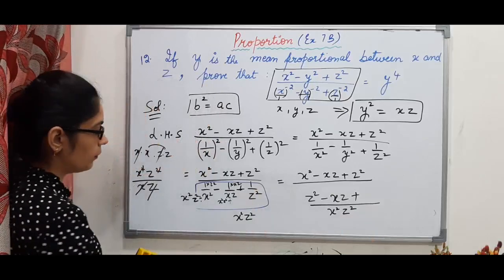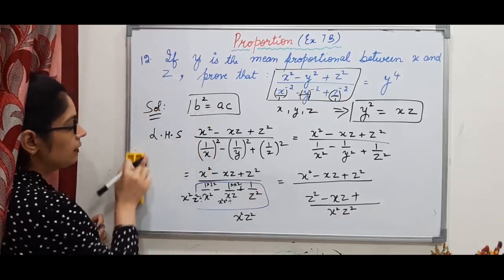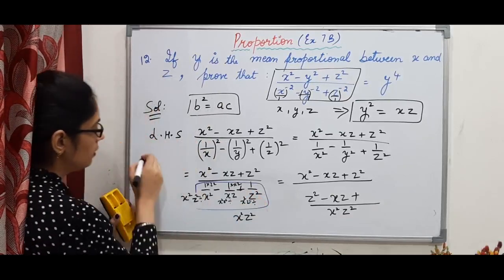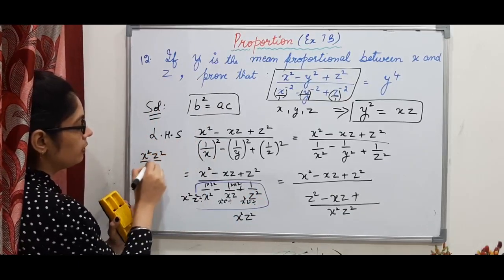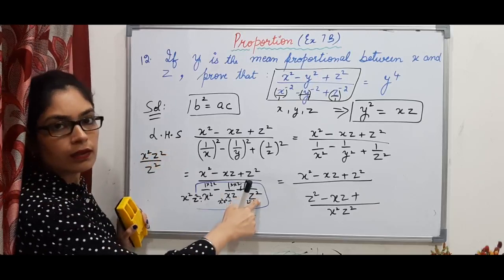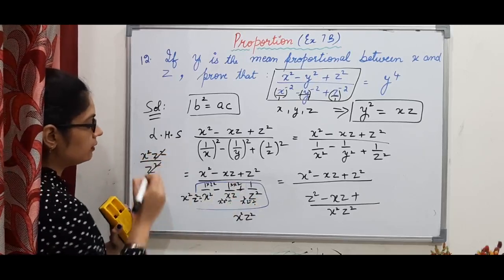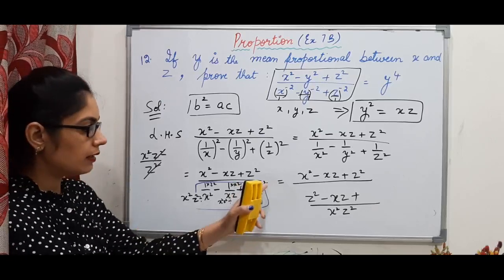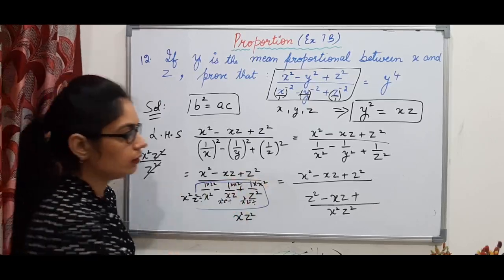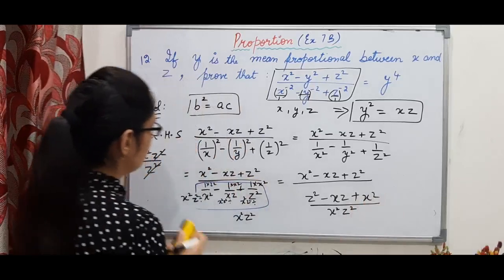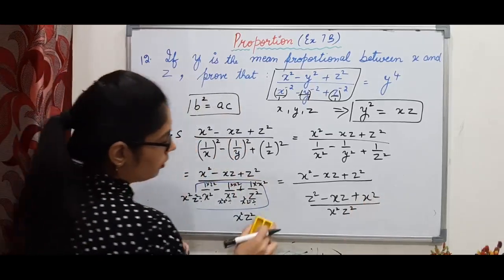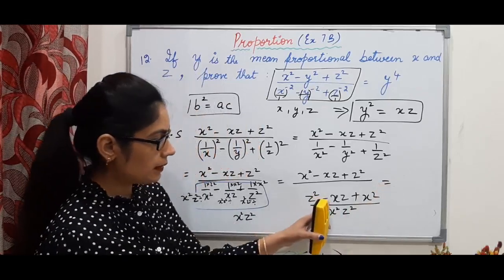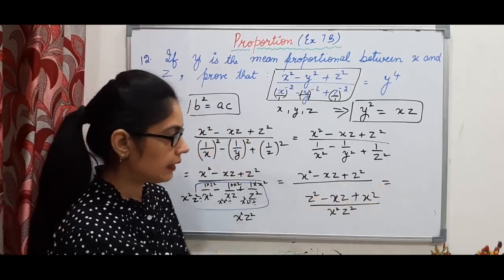Plus z square. Again this LCM x square z square we will divide by the denominator z square. So z square and z square will get cancelled. So we are left with x square. x square is the answer. So x square we have to multiply with the numerator. So I got the terms of the numerator also now: z square minus xz plus x square.